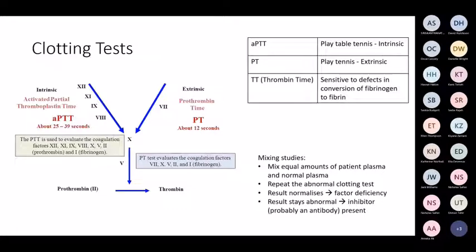And if the result normalizes, then that means that there was a factor deficiency, and all that was going on was that there wasn't enough of that factor. Now you've added in some normal plasma, there's enough of it and it's normal. But if it stays abnormal, it means there's something inhibiting the process. So there's probably an antibody or something else going on that's a bit more complicated than just a deficiency.